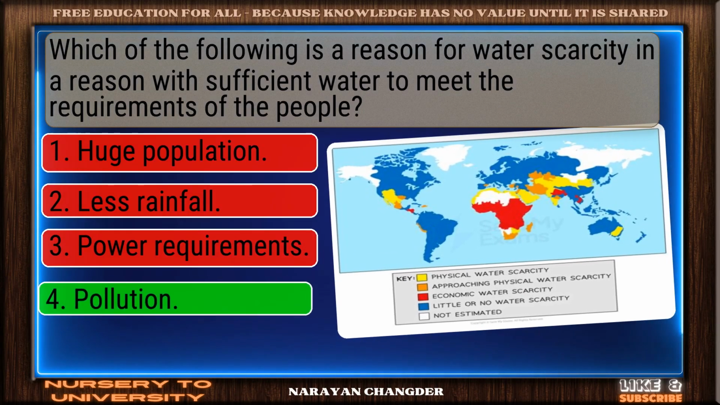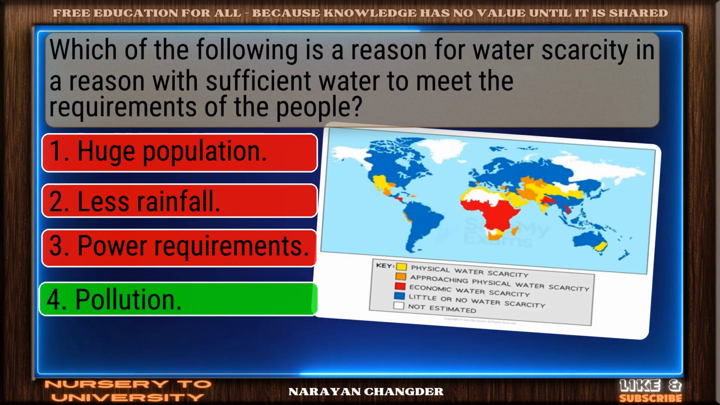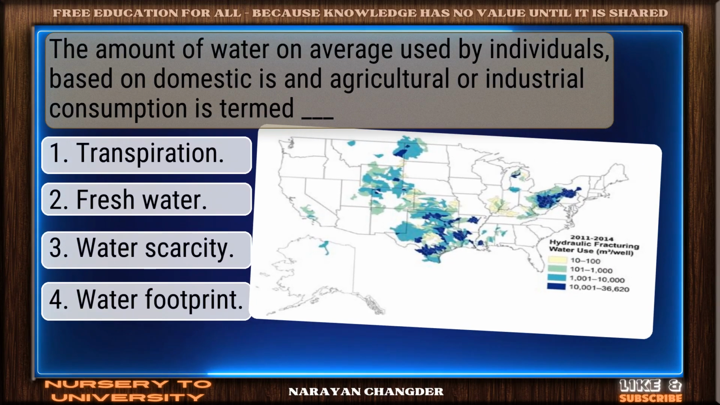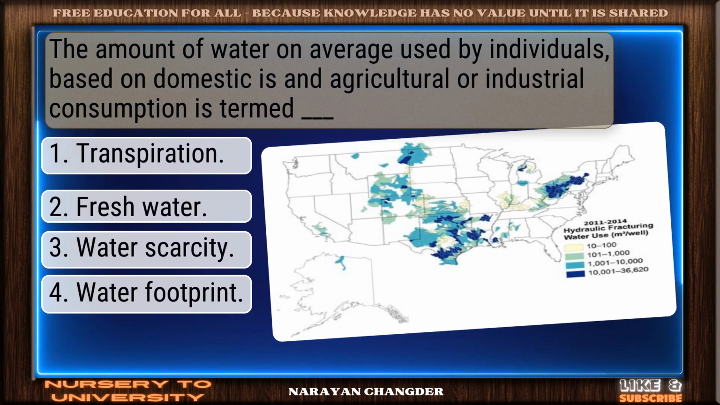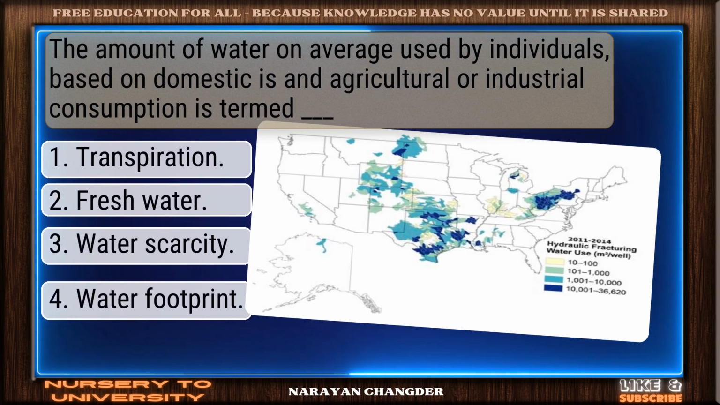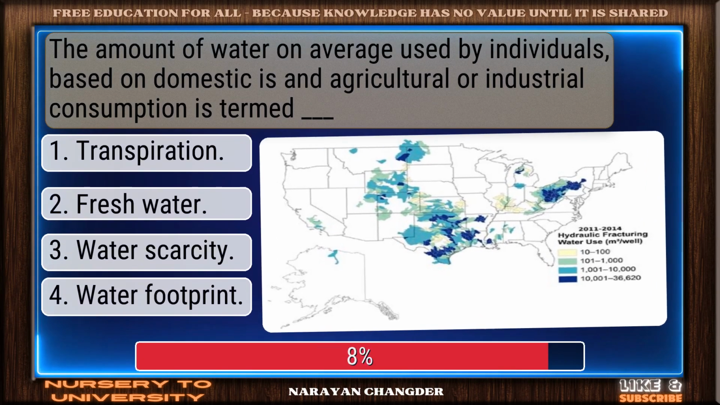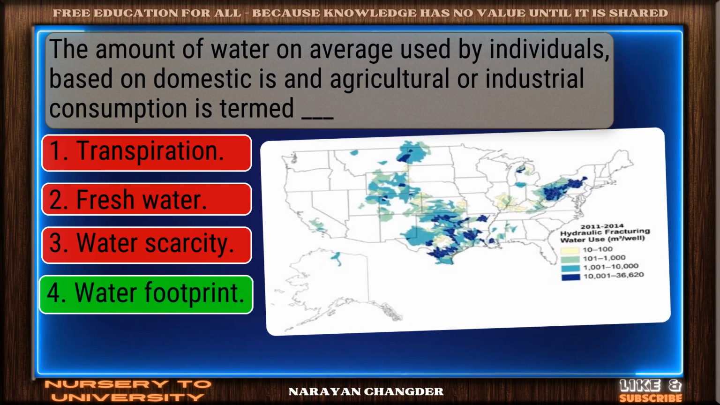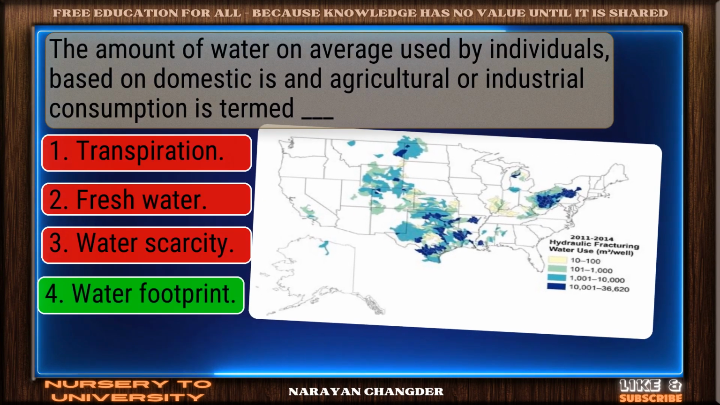Right again. Pollution is valid. The amount of water on average used by individuals based on domestic, agricultural or industrial consumption is termed dash. Excellent choice. Water footprint is right.